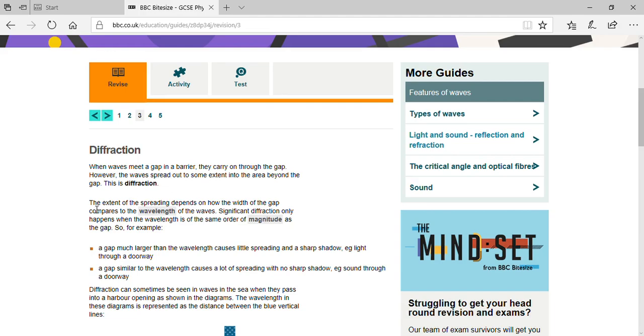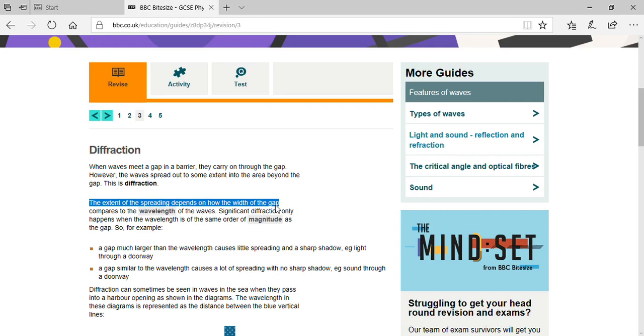Also, the extent of spreading depends on the width of the gap. If the gap is small, then the spreading will also be less. If the gap is large, then the spreading will also be large. So if the gap is small, then sound or light will not spread out more. But if the gap is large, then sound or light will cover a large area.